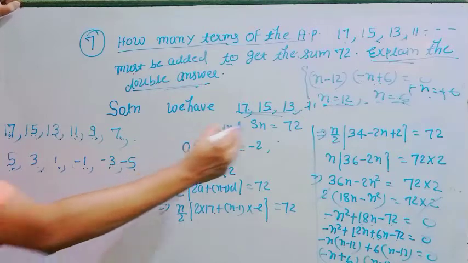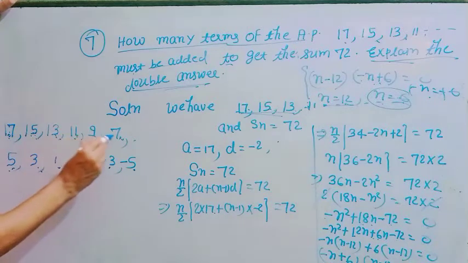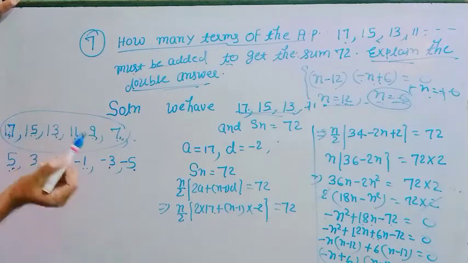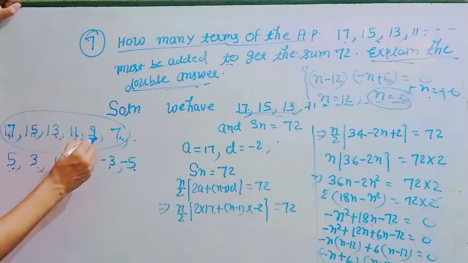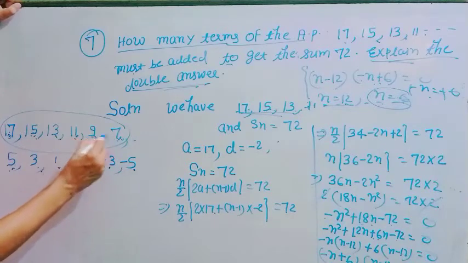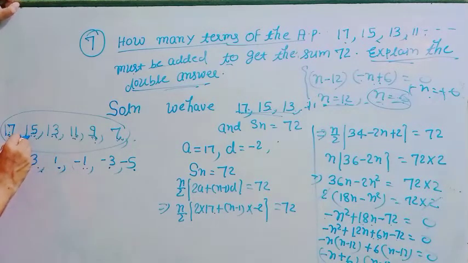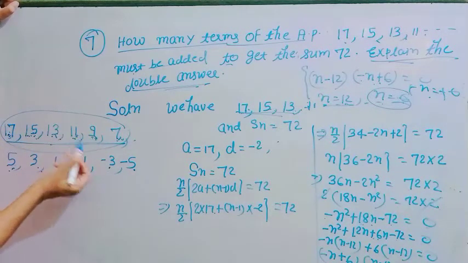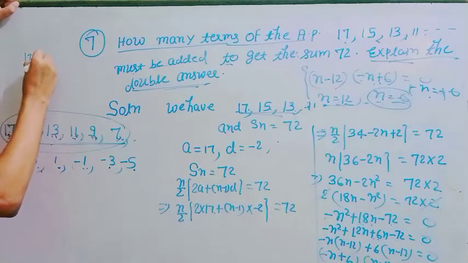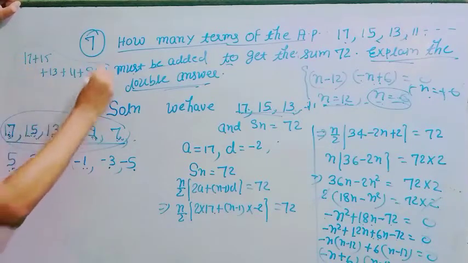Your question is, when we add 6 terms, then you get 72. That means 1, 2, 3, 4, 5, 6. When you add these 6 terms, you get 72. How is it possible? 17 plus 15 plus 13 plus 11 plus 9 plus 7 gives 72. 9 plus 7 is 16, plus 11 is 27, plus 13 is 40, plus 15 is 55, and plus 17 is 72. It is clear.